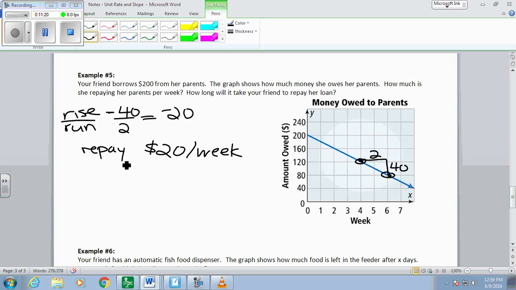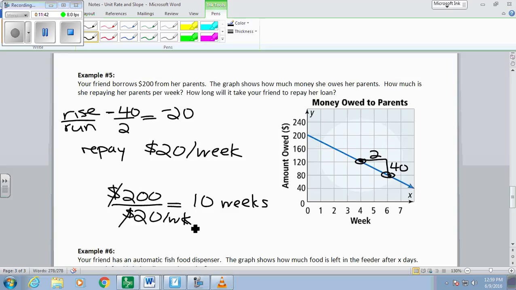Then they ask, how long will it take her to pay her loan? Well, if the total amount that she borrowed is 200, she's paying back 20, I would do 200 divided by 20 to give me 10. The money cancels out because I'm dividing by the same unit, and that actually leaves me with 10 weeks. Because this is actually technically on the bottom, $20 per week. So that's why I'm left over with the label of 10 weeks.